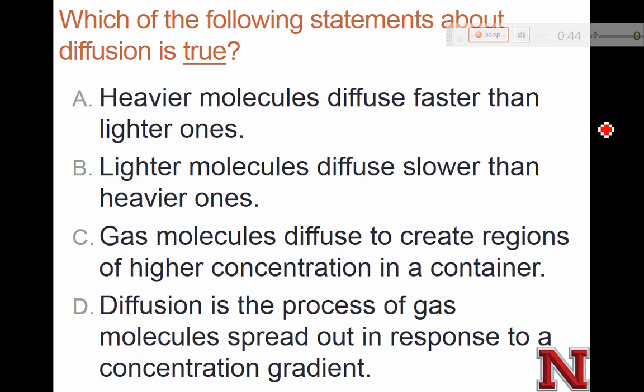The next thing we're going to talk about is diffusion and effusion and what those terms mean.